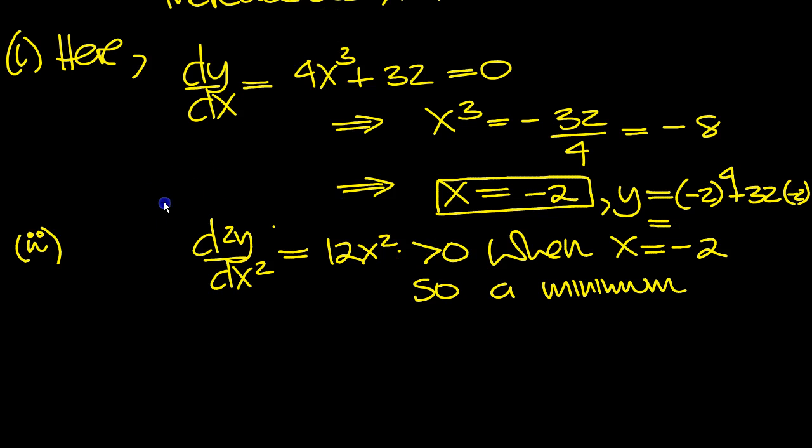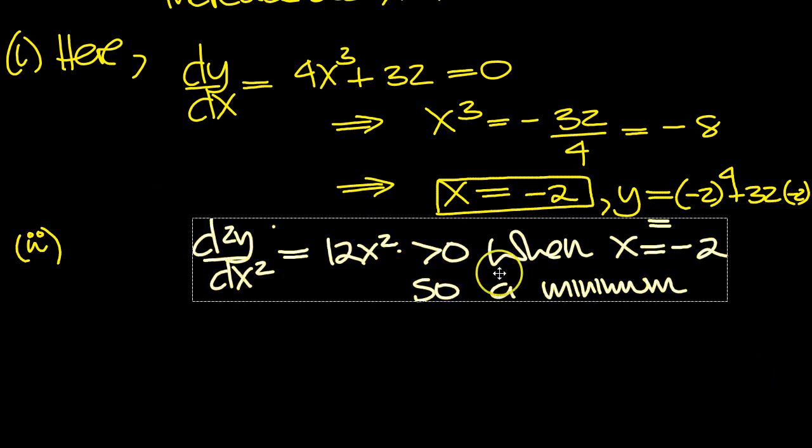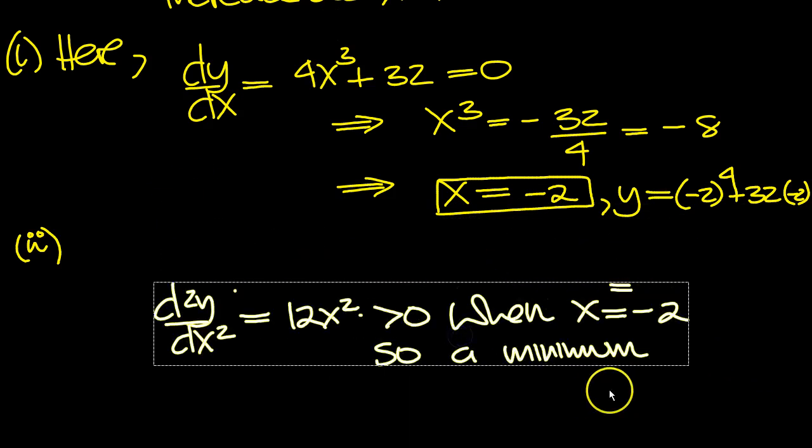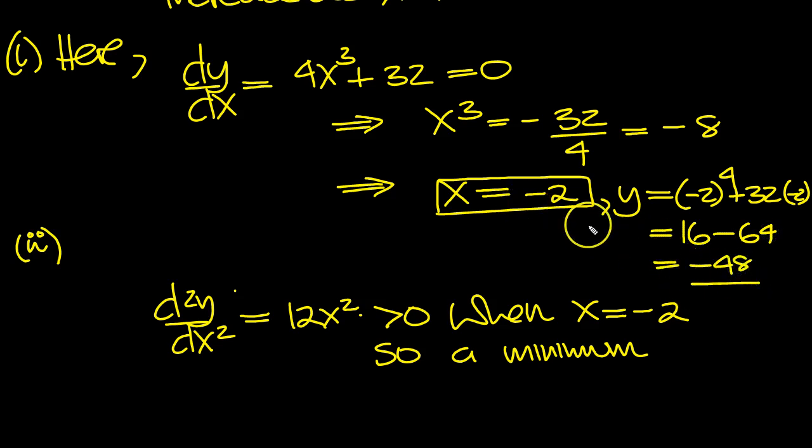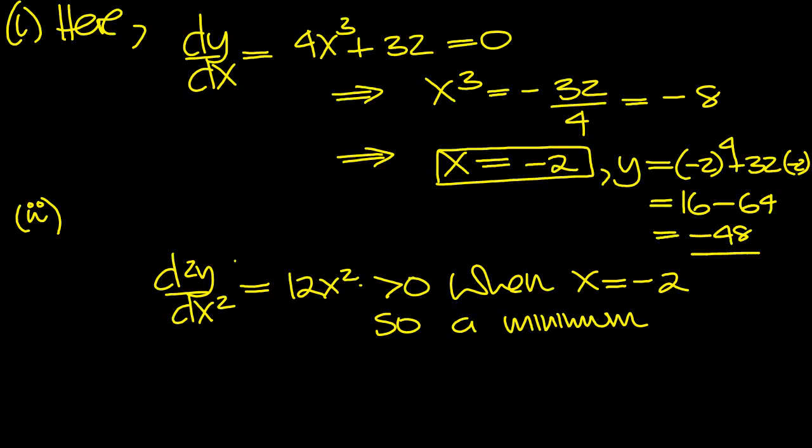Just move this stuff out of the way then. Let's just move this down here somewhere so we've got some room. And y equals, let's just get the y value here. Minus 2 to the 4 is 16. And that's 32 times minus 2, which is minus 64. So we get minus 48. So x is minus 2, y is minus 48 is the coordinate.